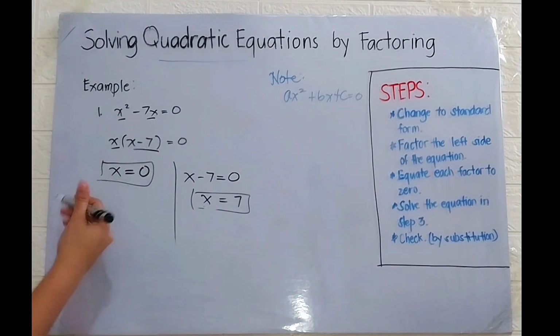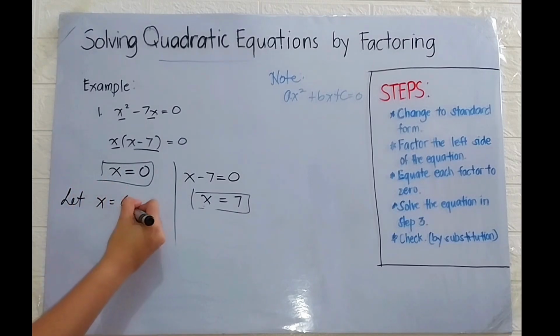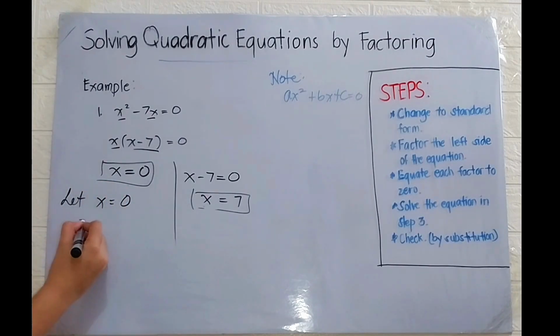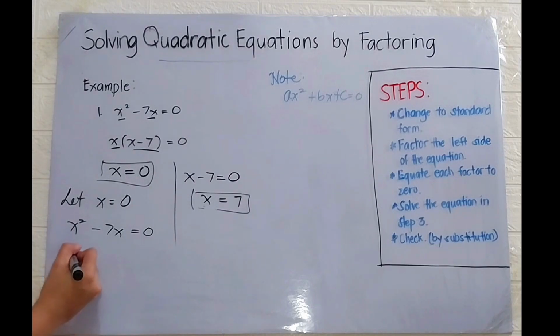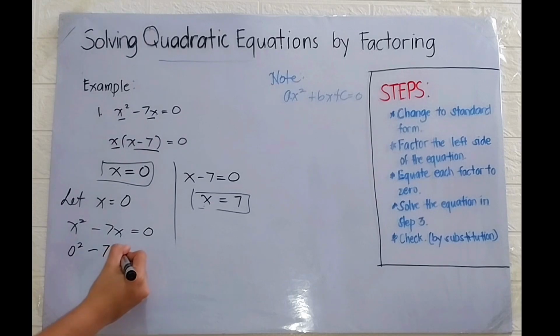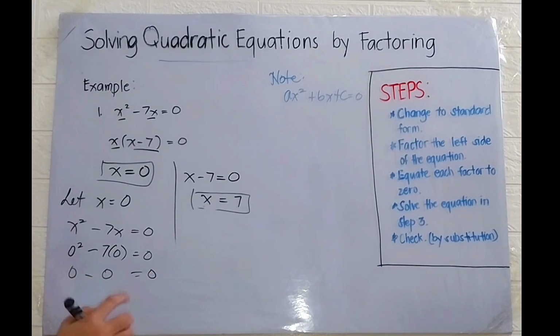So, let x is equals to 0. Get the original given, x squared minus 7x is equals to 0. So it must be equal to 0. Substitute the 0 to x, it becomes 0 squared minus 7 times 0 is equals to 0. 0 squared is 0. Negative 7 times 0 is still 0, equals to 0. 0 minus 0 is 0, equals to 0. Is 0 equals to 0? Yes. So therefore, our first root is correct.